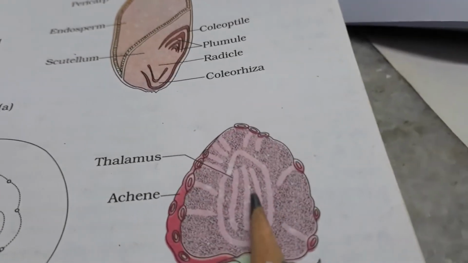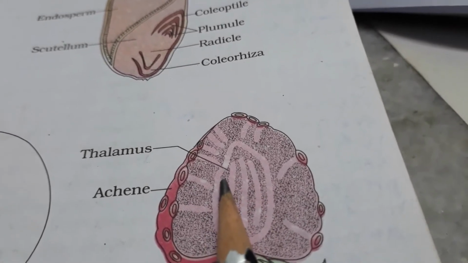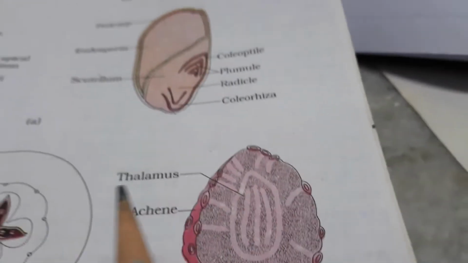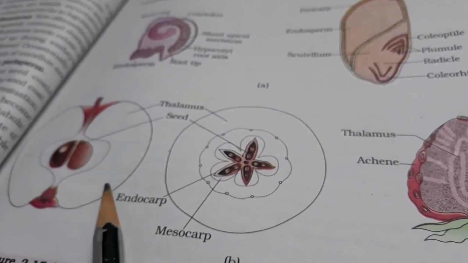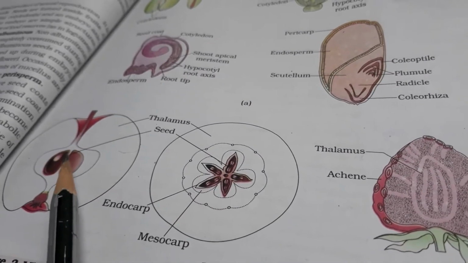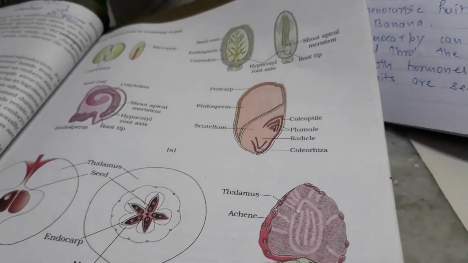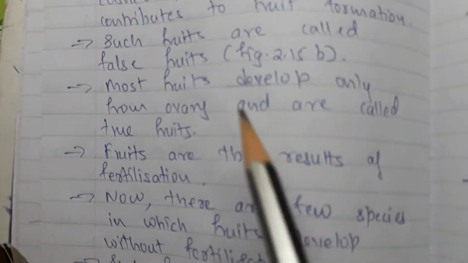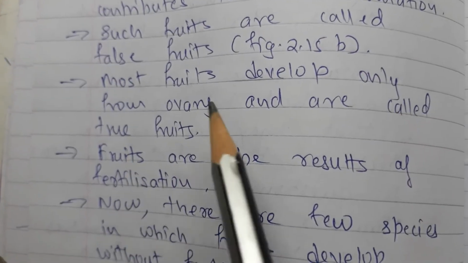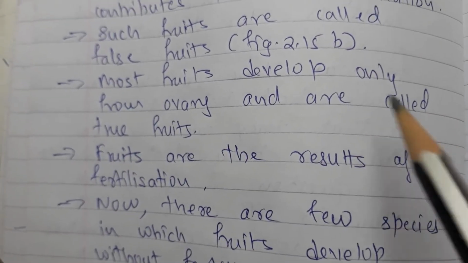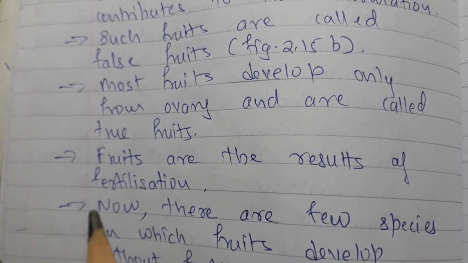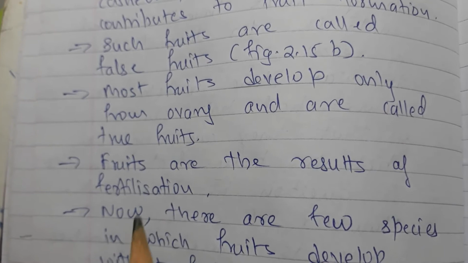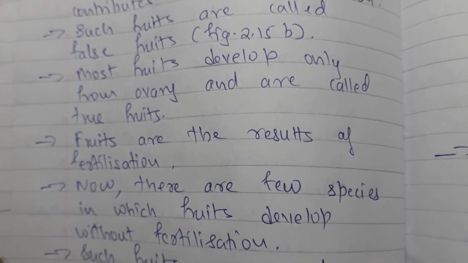Then the strawberry also. Correct? So this is also a false fruit. This apple is also a false fruit, because it is not the transformed ovary. Now, most fruits develop only from the ovary and are called true fruits. What is the result of fertilization? Fruits. Fruits have seeds inside them.